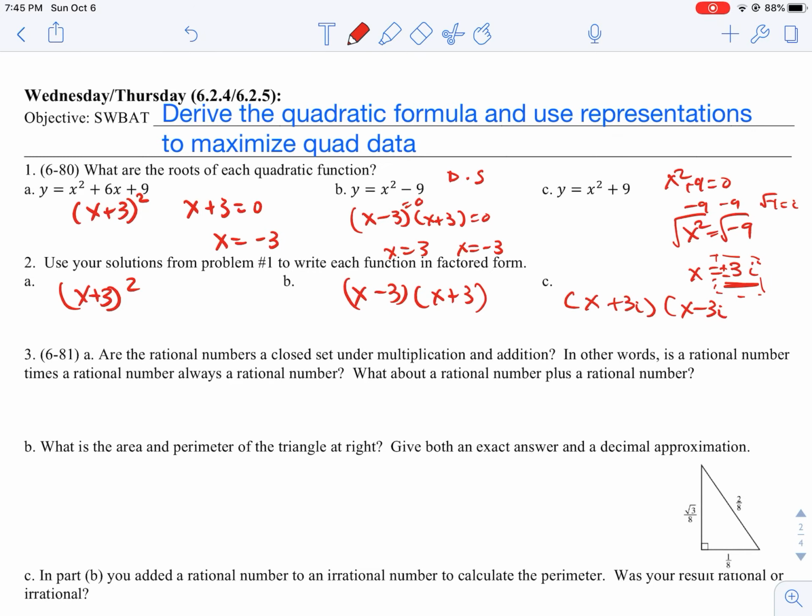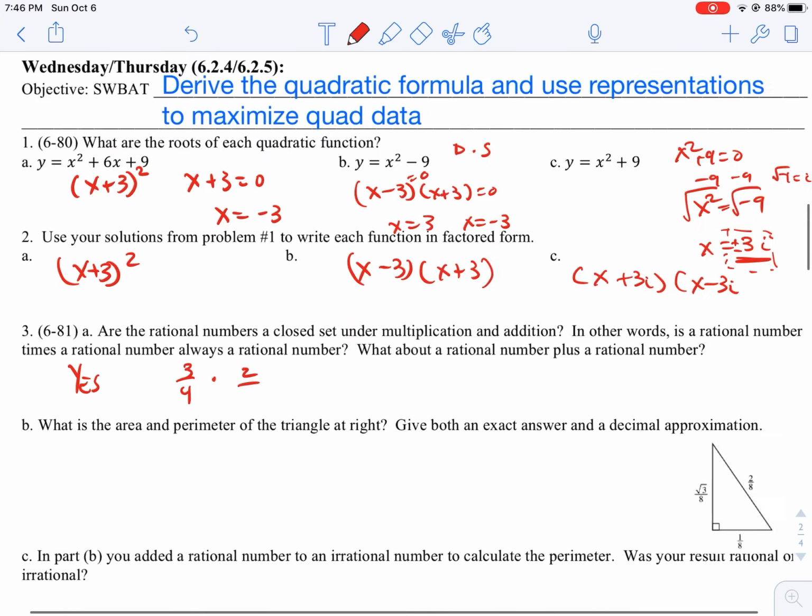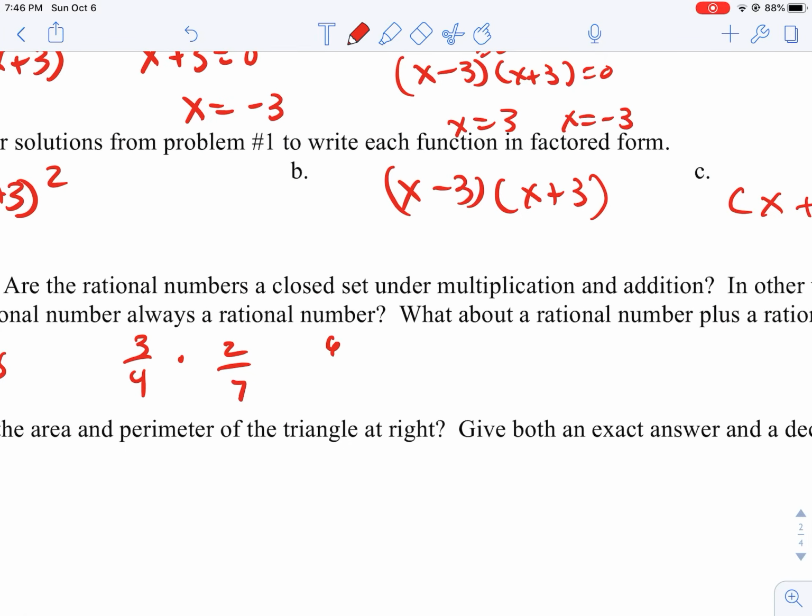For portion c, are rational numbers a closed set under multiplication and addition? In other words, is a rational number times a rational number always a rational number? What about a rational number plus a rational number? And the answer is going to be yes. If you pick a rational number, for instance, like 3/4, and you multiply it by 2/7, we get 6/28, and that is still going to be a rational number.